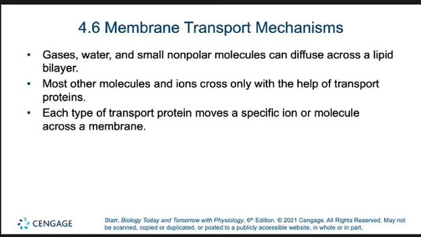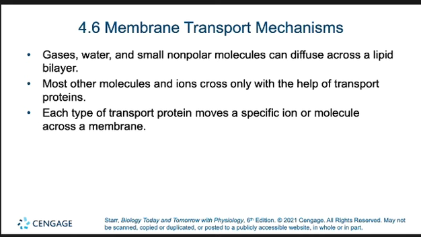Gases, water, and small nonpolar molecules can diffuse across a lipid bilayer without any help. They just move down their concentration gradient from high to low. Most other molecules and ions cross only with the help of some sort of a protein in the membrane. Okay. So in facilitated diffusion, for instance, we're going to find out that you need a helper protein in the membrane that ferries you across if you're charged or polar, right? Each type of transport protein moves a specific ion or molecule across the membrane.